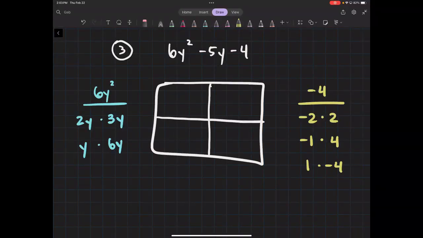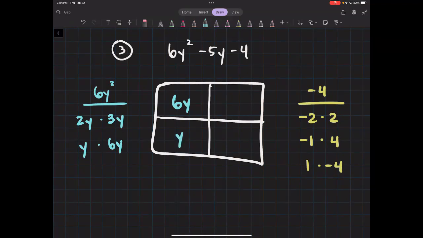You want to try one? No? Let's just try it, right? So what do you want to put for the left column? You want to do 6y and y? Yeah? Okay, so we're trying this, okay?